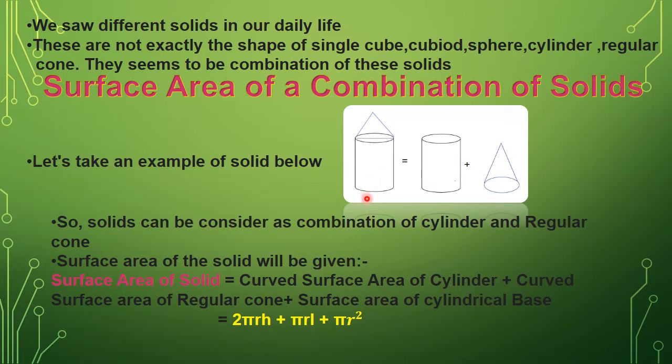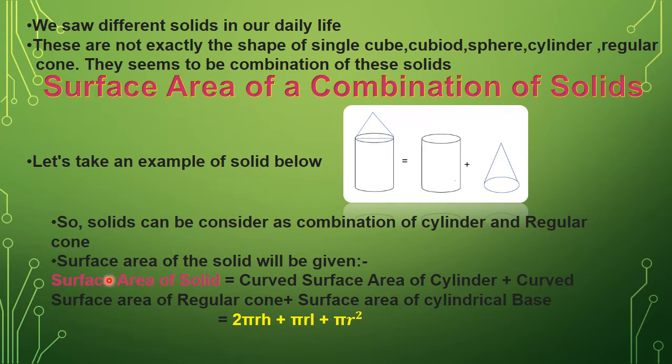Here, if I want to calculate the surface area of this solid, first of all we will focus on the visible portion. You can observe the visible portion is what? The curved surface area of this cone, the curved surface area of this cylinder, and you can observe this base is also visible, but this face is not visible because they are combined with each other.